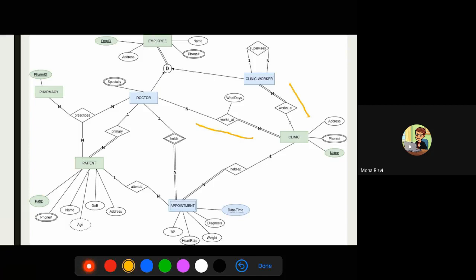They also have these supervisory roles. Doctors don't have a supervisor. They're their own supervisor. So doctors don't participate in this supervisory relationship, but they have all these other relationships that are private to them.